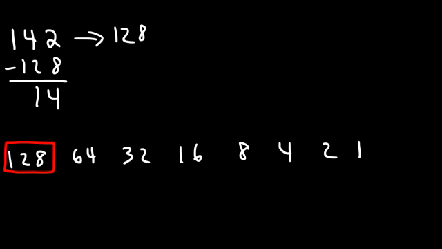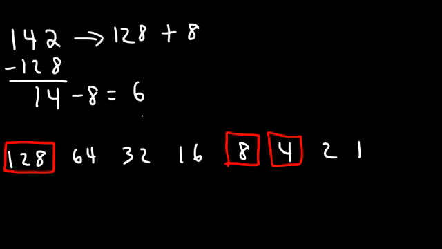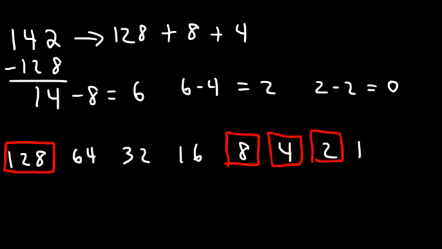And so the next highest number, just under 14, is 8. And so 14 minus 8 will give us 6. But let's put the 8 here. Now the next highest number that's under 6 is 4. So if we subtract 6 by 4, that will give us 2. So let's put the 4 here. And then 2 minus 2 will give us 0. So we could stop at the 2. And so you could check it. If you type in 128 plus 8 plus 4 plus 2, that will give you 142.